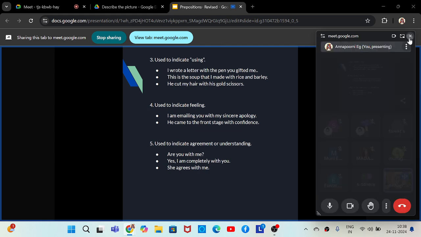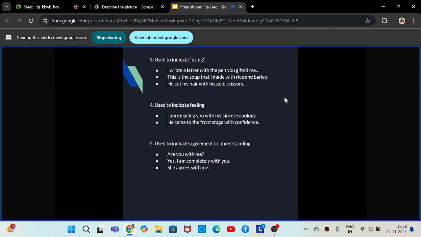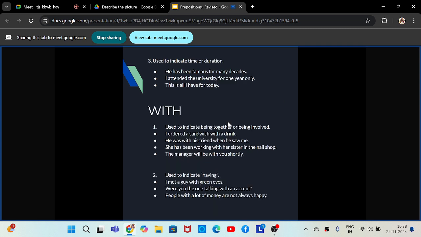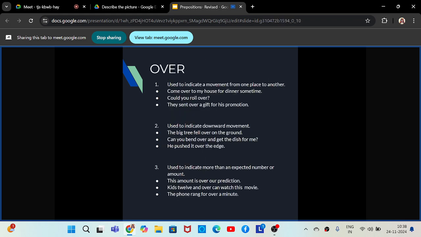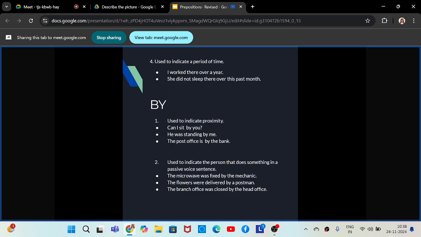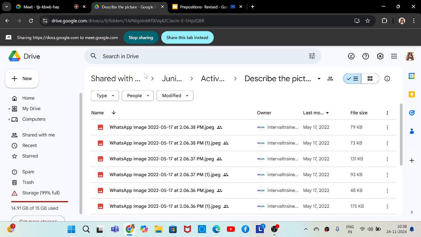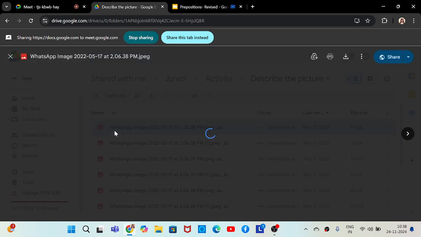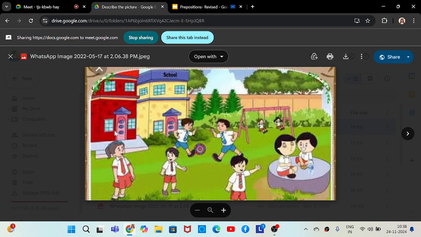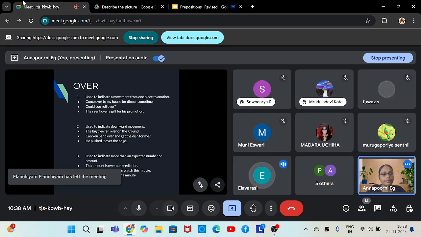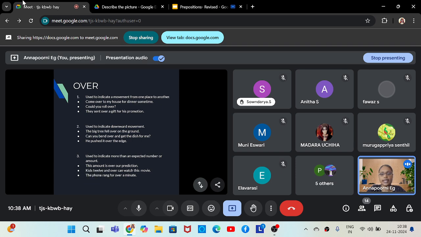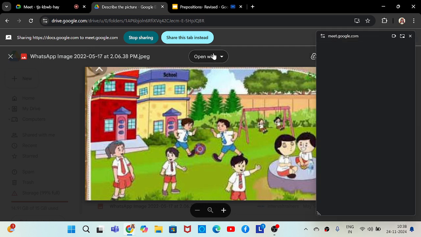Okay. So with this we completed three prepositions today: to, with and for. In the next class we will also learn over and by. Two more prepositions are pending that we will discuss in the next class. So now let us move to the activity part. Any doubts in prepositions? Is it clear so far? Now we shall move to some picture activity. Is that okay?